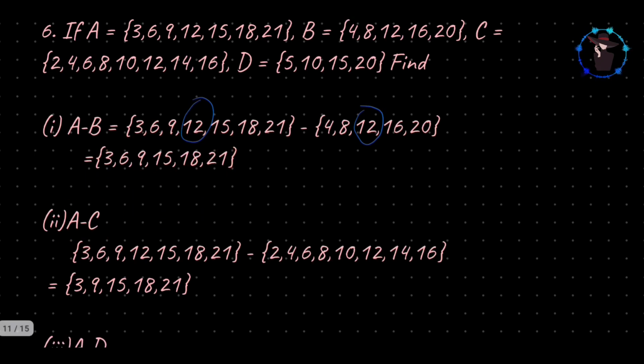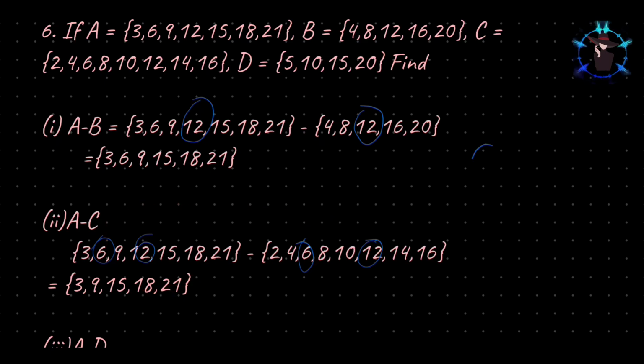Now A minus C, we got the A and C. So let's see what's common here. 6 is common here. We'll just remove this 6. Is there anything else common? 12 is common here. Let's remove the 12. Anything else? No. We can't even take the intersection part, right? When we are doing subtractions, only the A part. 3, 9, 15, 18, 21. The rest, the intersection, is removed.